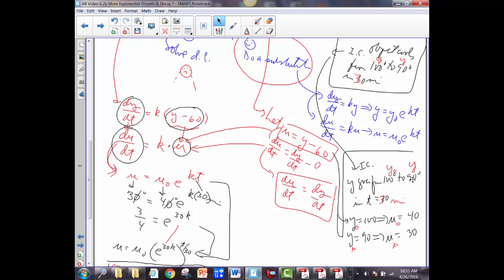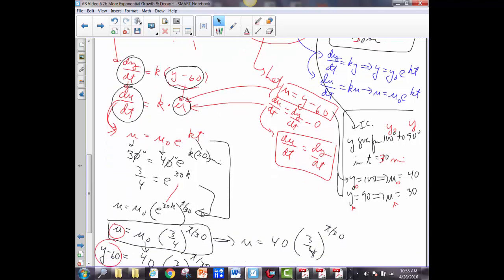Then y is equal to 90 degrees. Well, if y is 90, u is 30. So that's the initial u, and that's the final u. So I can replace u0 by 40, I can replace u by 30, and they say it takes 30 minutes for that to happen, so I replace t by 30. If you had a calculator, you could solve for k.